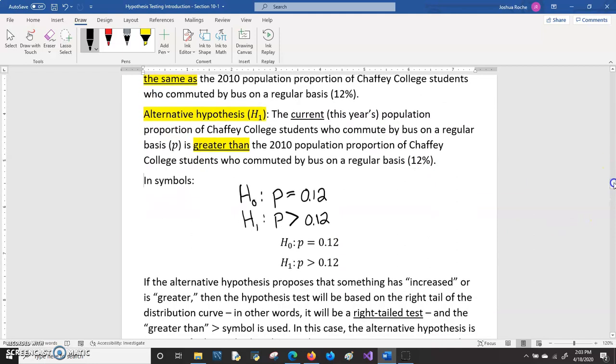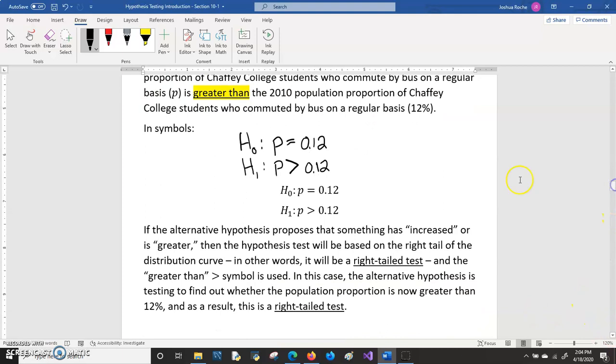Right below that, I've written the symbols typed out, so it's easier to read. If the alternative hypothesis proposes that something has increased or is greater, then the hypothesis test will be based on the right tail of the distribution curve. In other words, it will be a right tail test. And in this case, the greater than symbol is used. This would be an example of a right tail test.